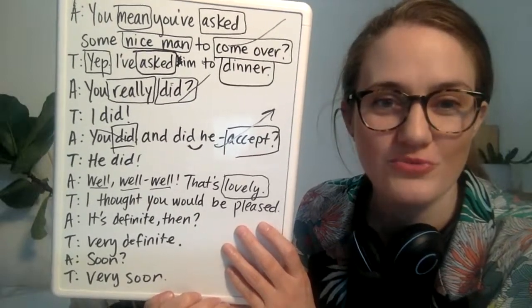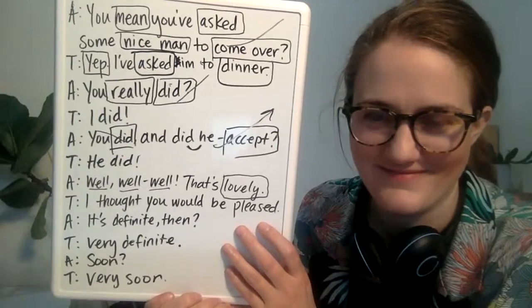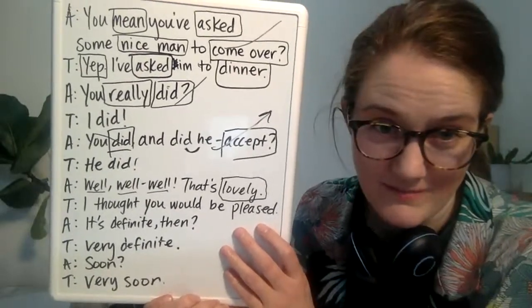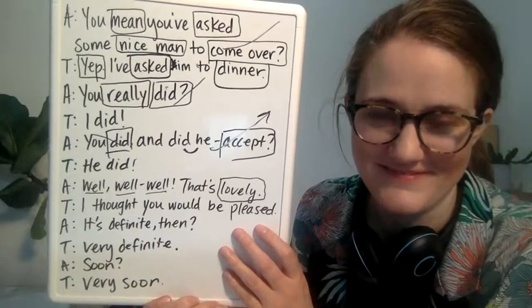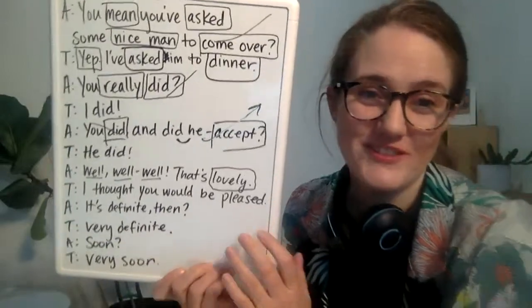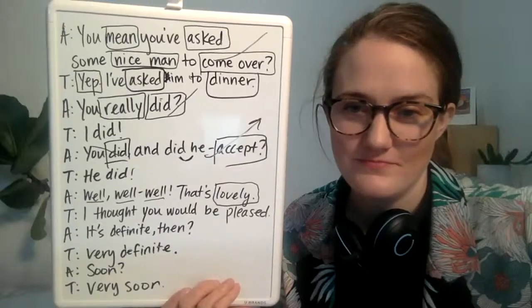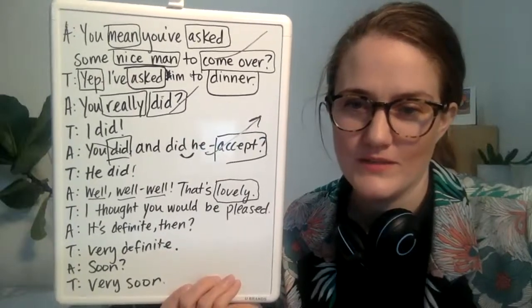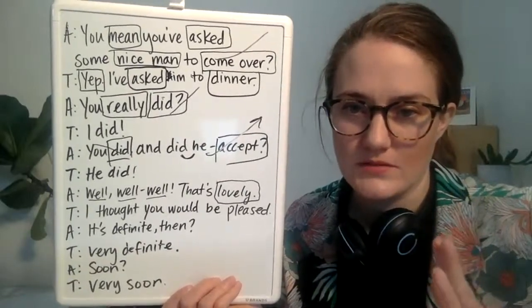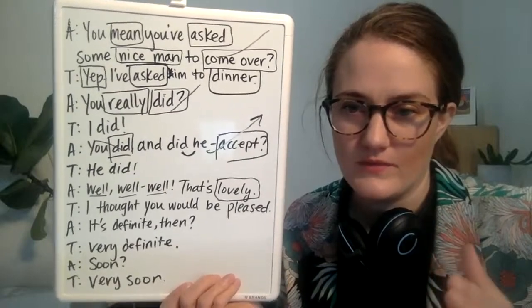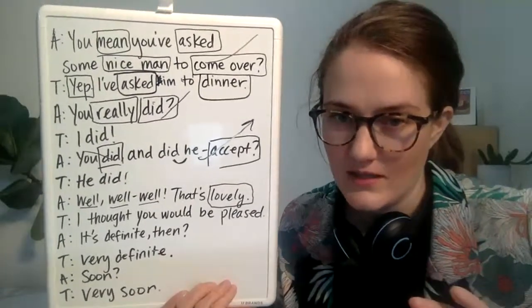I thought you would be pleased. Now, if it's really me, I thought you'd be pleased. I'm going to use a contraction. I thought you'd be pleased. So tell me what words. Okay. We've got a vote for thought and pleased. Okay. I agree.